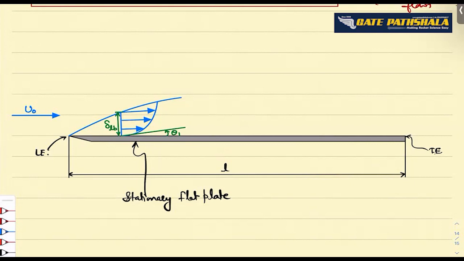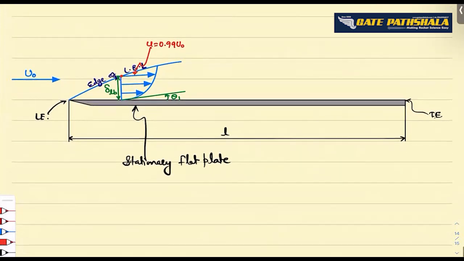Can we go ahead? Yes, sir. So you have the edge of the boundary layer. This is the edge of the laminar boundary layer. Okay. It is the edge of the laminar boundary layer. Now, at this particular point, you will have the velocity, which will be 99% of the free stream value, 99% of u naught.